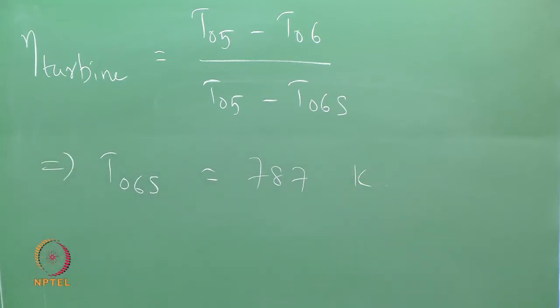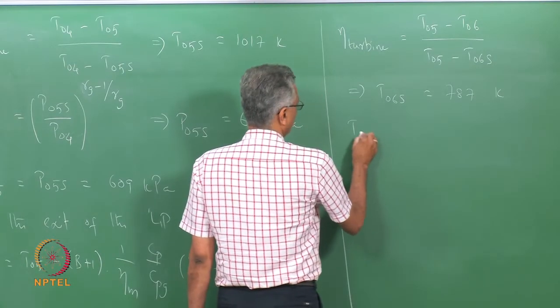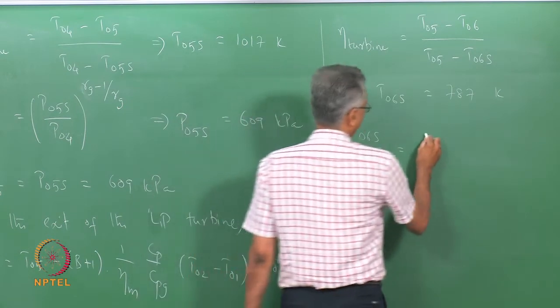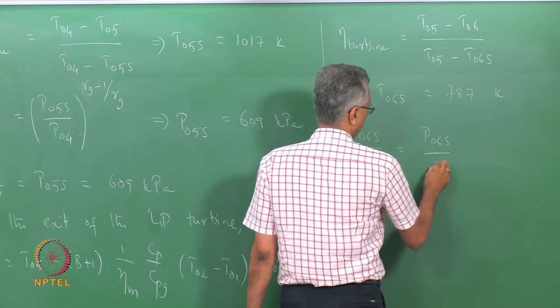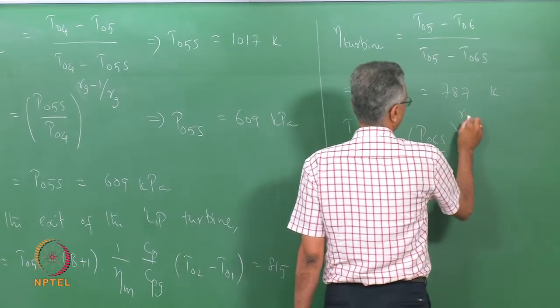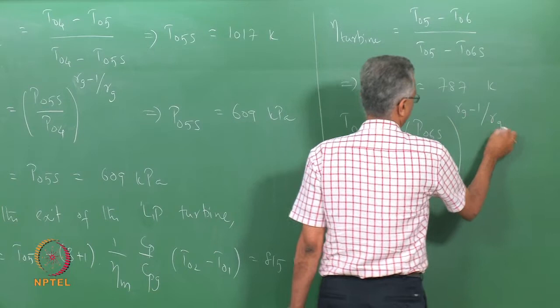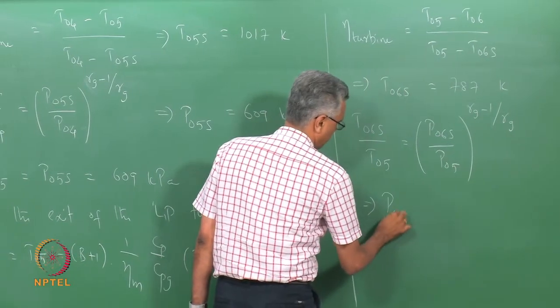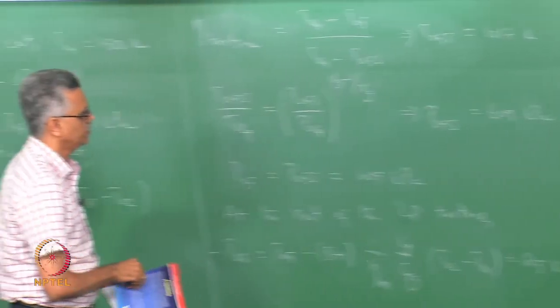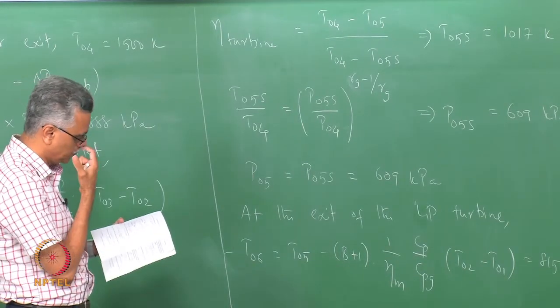Once I know T06S, I can use the isentropic relationship between 06S and 05 and write the following: T06S divided by T05 is equal to P06S divided by P05 raised to the power gamma G minus 1 divided by gamma G. So, from this I can calculate my P06S. Everything is known in this. So, I can calculate P06S.